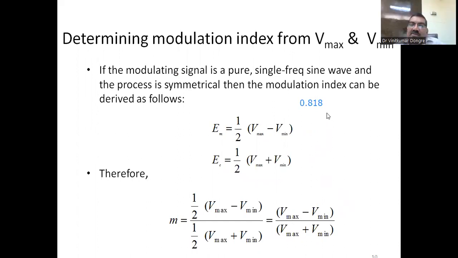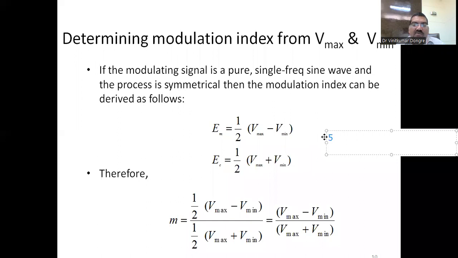We'll do this one. You can tell me the value. Now Vmax, how much is it? 5. And Vmin, 4. Okay. Vmax equals 5, Vmin equals 4.